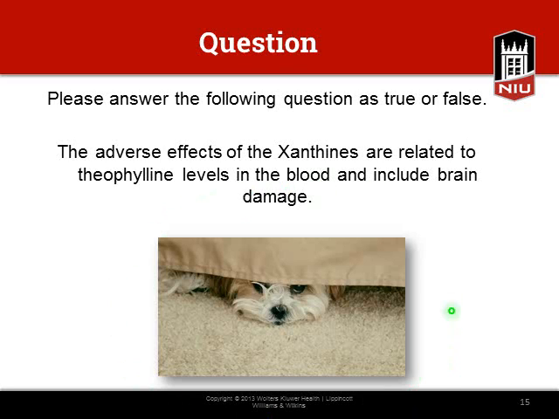The correct answer is true. Adverse effects related to theophylline levels in the blood can range from GI upset, nausea, irritability, all the way through to tachycardia, seizure, brain damage, and/or death.